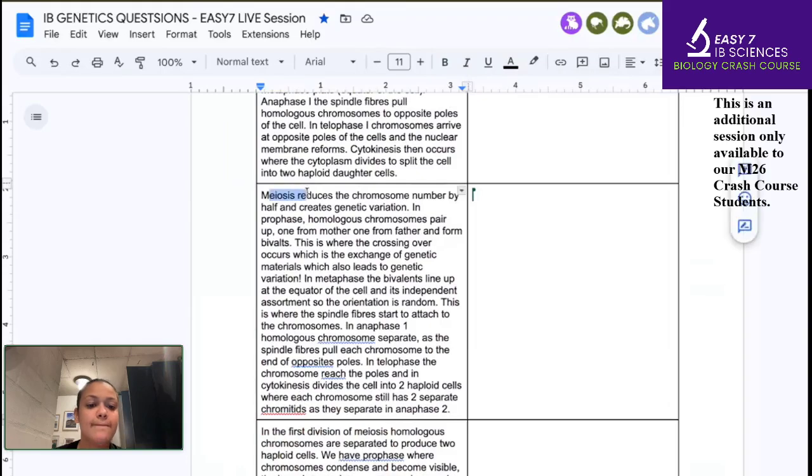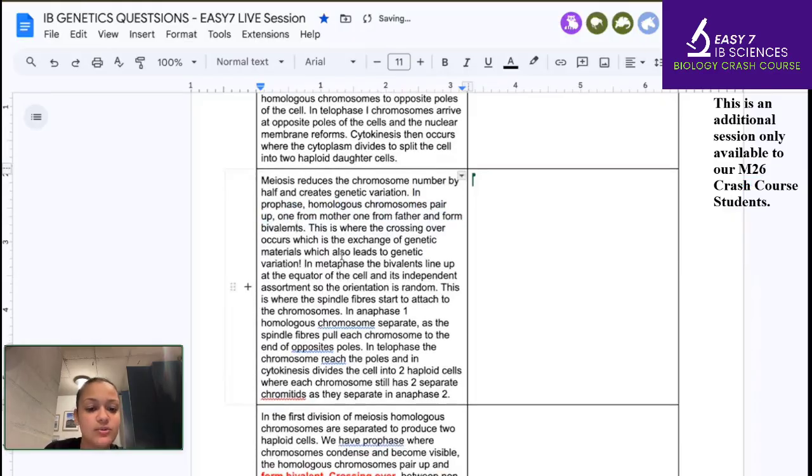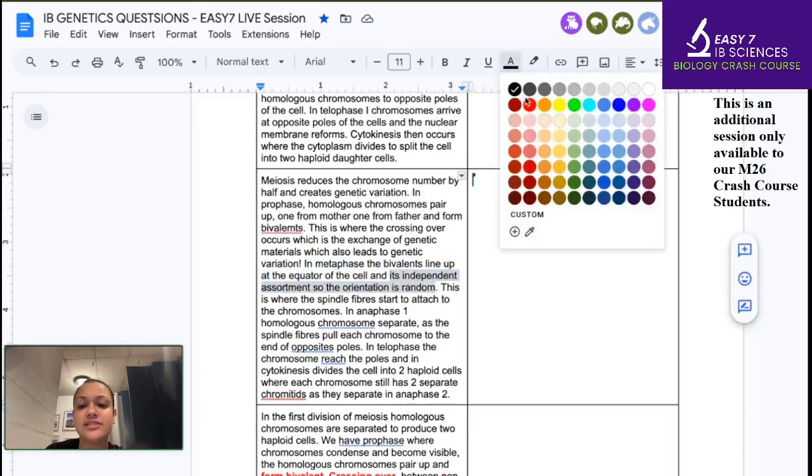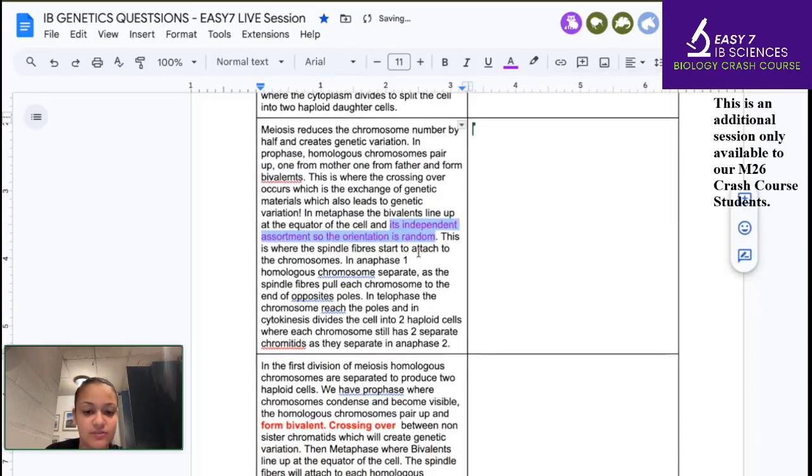Let's go through this one. Meiosis reduces the chromosome number by half. In prophase, homologous chromosomes pair up, one from the mother and one from the father, to form bivalents. Yes, it's called bivalent. This is where the crossing over occurs, which is the exchange of genetic material, which also leads to genetic variation. Yes, in metaphase, the bivalents line up at the equator of the cell and it's independent assortment, so the orientation is random. I love this extra level of detail. Like this is a 7 marker, not even a 5 marker.